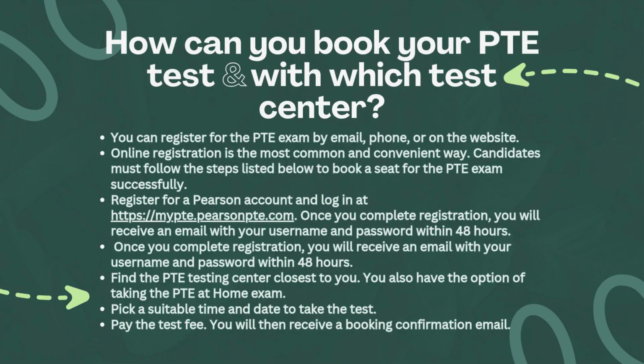If you have a doubt about how you can book your PTE test and with which center, then you can just register for the PTE exam by email, phone, or on the website. So online registration is the most common and convenient way the candidates mostly choose. You can make a Pearson account and log in at mypte.pearsonpte.com. And once you complete the registration, you will receive an email with your username and password within 48 hours. Find the PTE center that is closest to you and choose from the options the date that you want to give it on. That's it. It's pretty simple, and you will get a confirmation mail very soon.